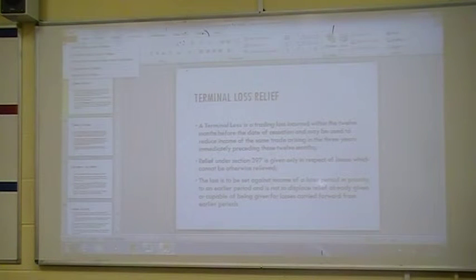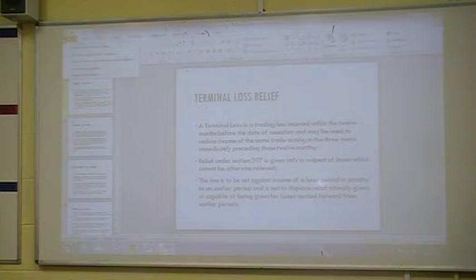Relief under section 397 is given only in respect of losses which cannot otherwise be relieved. The losses to be set against income of a later period in priority to an earlier period is not to displace relief already given or capable of being given for losses carried forward from earlier periods. So all you have to worry about is that you have a terminal loss and you can go back 3 years. But in your final year, say you finished in December of 14, if you have other income, you should put your loss against that first and then carry back your terminal loss. So get rid of your current corporation tax liability first.